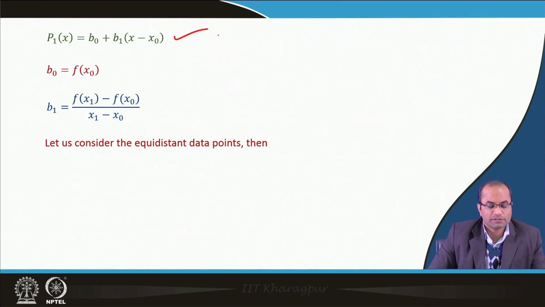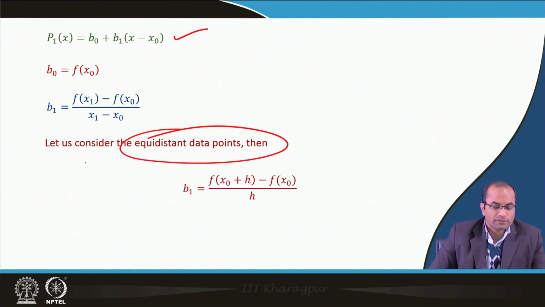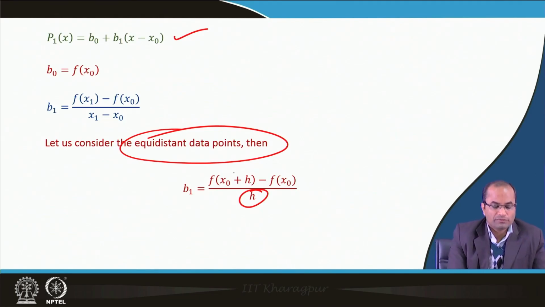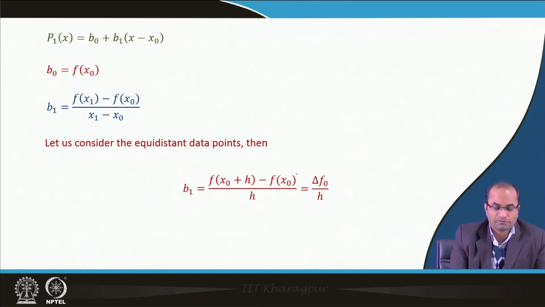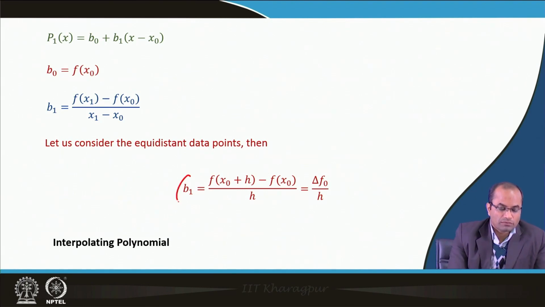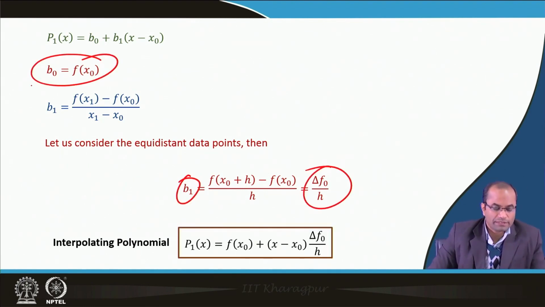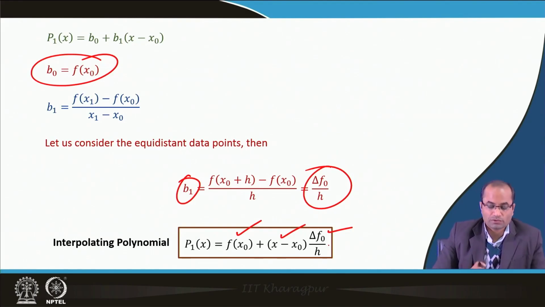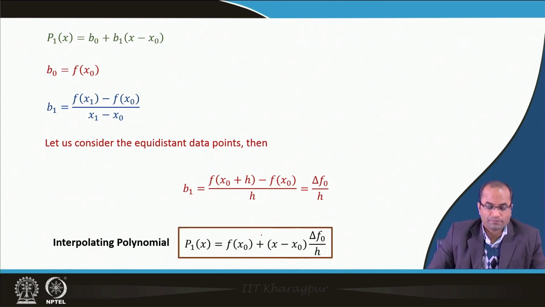If we consider equidistant data points, and in the forward interpolation formula we assume that data points are equidistant, we have some simplification: x 1 minus x naught we can replace by h, and f x naught plus h minus f x naught, in terms of the forward difference operator, which we are now introducing in our formula, we replace by delta f naught. So, having this for b 1, and b naught being just f x naught, our interpolating polynomial of degree 1 can be read as f x naught plus x minus x naught times delta f naught divided by h. The forward difference value we will get from the table easily.